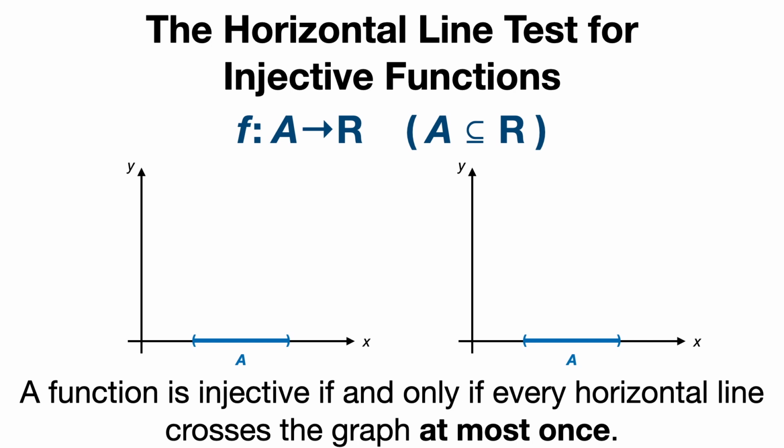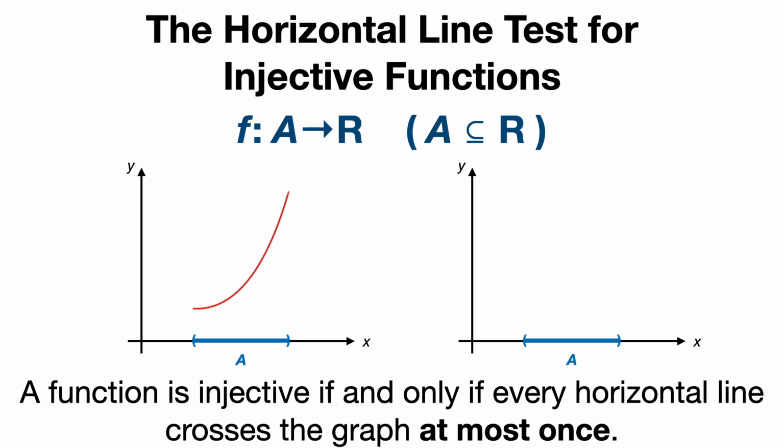Just like we had a vertical line test to determine whether a curve is the graph of a function from the real numbers to the real numbers, we also have a horizontal line test to test whether the graph of a function is the graph of an injective function. The horizontal line test says that a function is injective if and only if every horizontal line crosses the graph of the function at most one time.